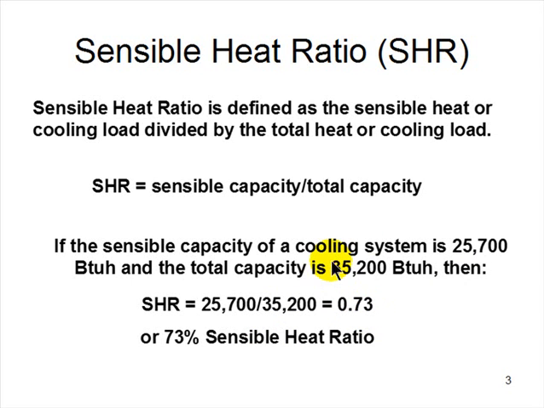Now, this is a nominal 3-ton unit, but the sensible capability of this particular 3-ton unit that I'm making up is 25,700. What that means is, of the 35.2, I have 25.7 available to change the temperature in the room, to drop it from 80, whatever it is when I walk in, to 75. This is the capacity I have to do that with this particular machine, because it has a 73% sensible heat ratio. The difference between 25.7 and 35.2 is latent heat, and that's my capability to remove the moisture in the air. It's roughly 9,000 some BTUs I have to remove the moisture in the air.